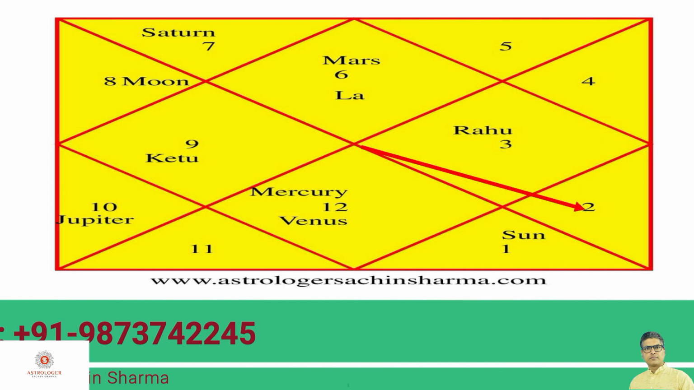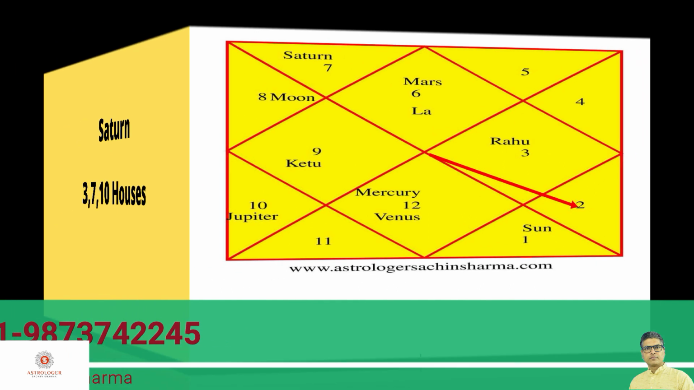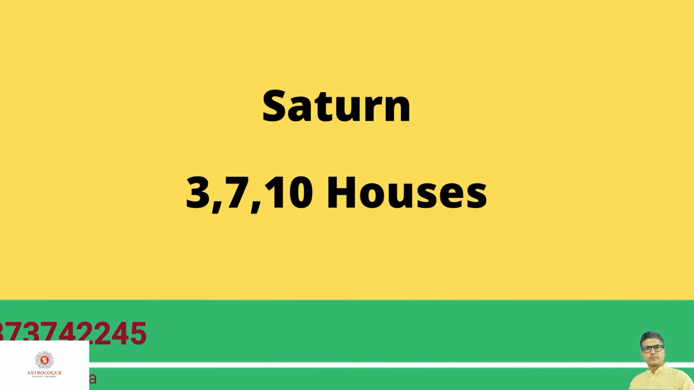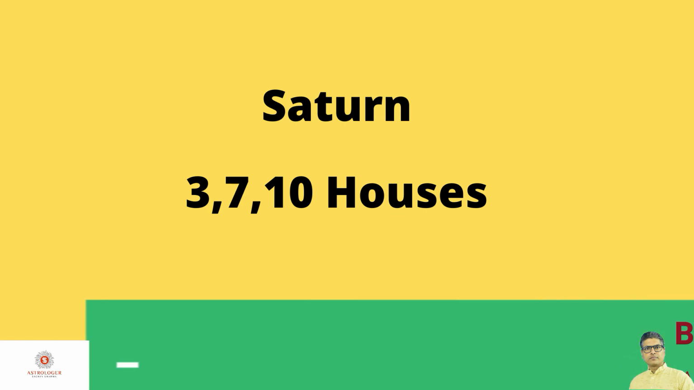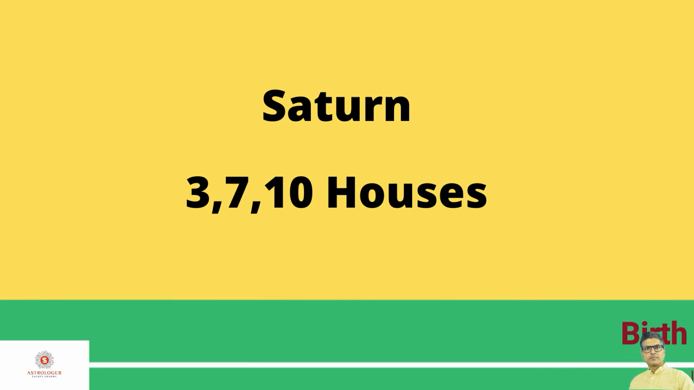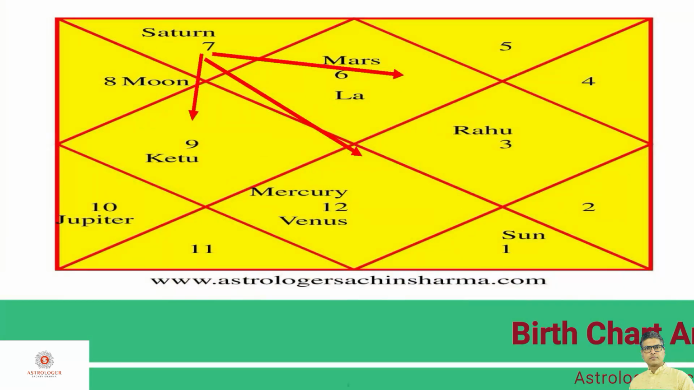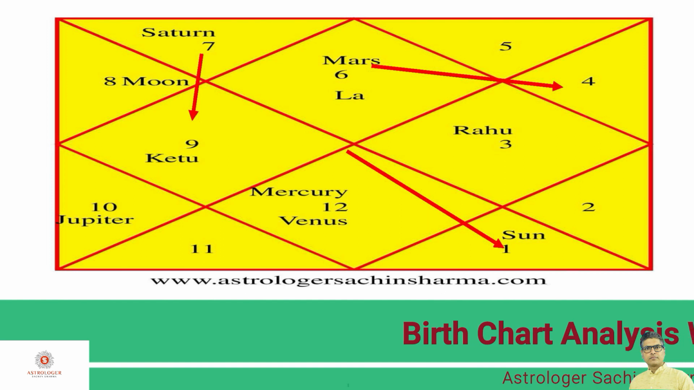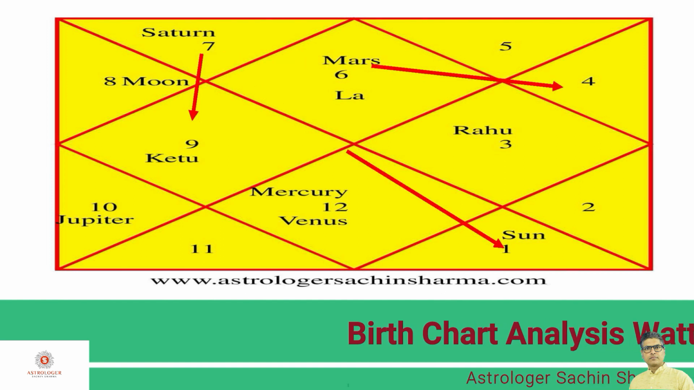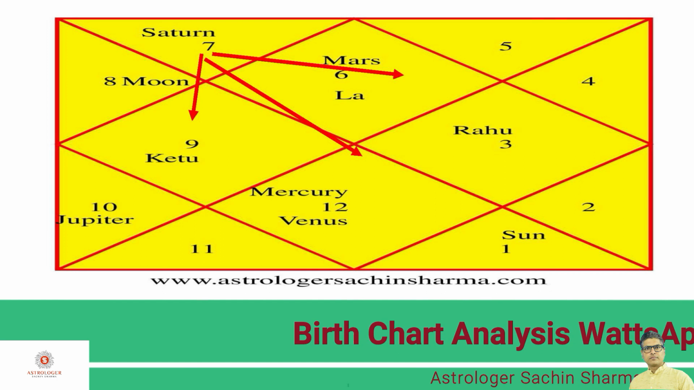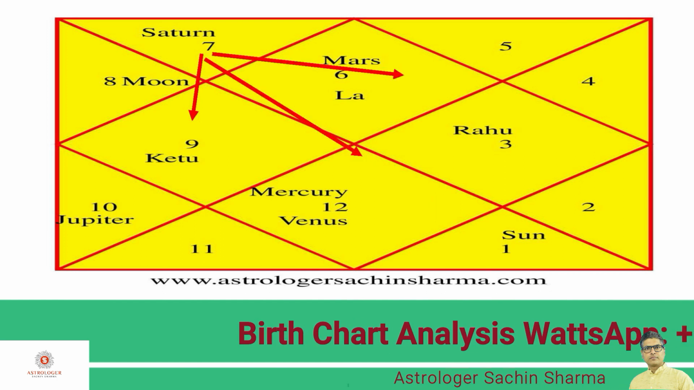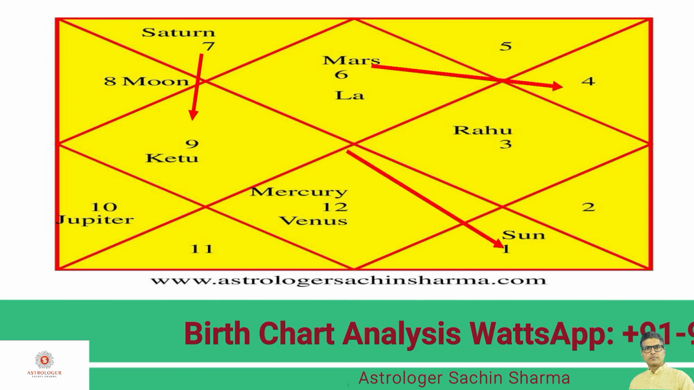Now let us move forward and discuss the Saturn aspect. Saturn will aspect the 3rd house from where it is placed. It will also aspect the 7th house and 10th house from where it is placed. Now let us understand these aspects practically. Saturn is placed in this birth chart in the 2nd house. From here, Saturn will aspect the 4th house, the 8th house and the 11th house of the birth chart, as you can see with the help of these arrows.